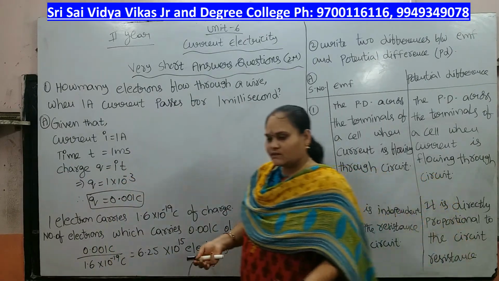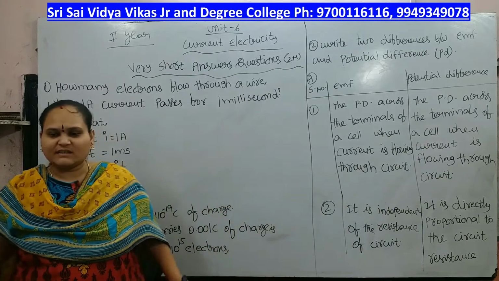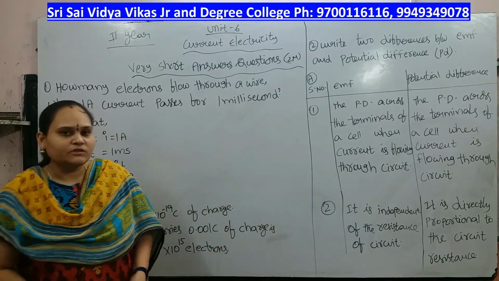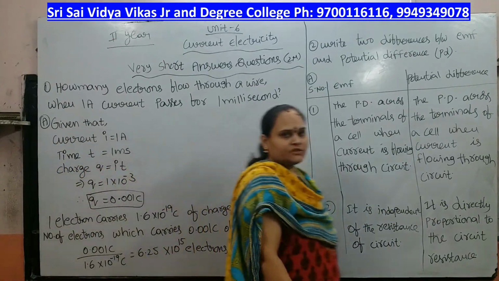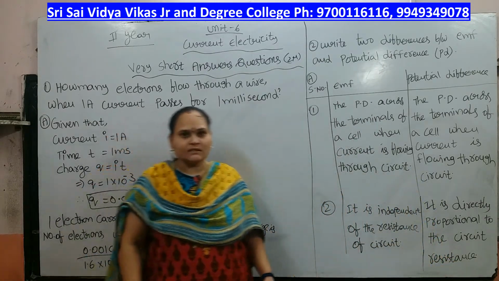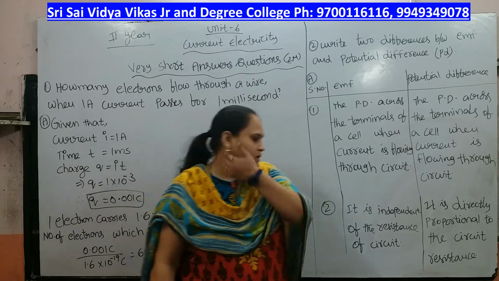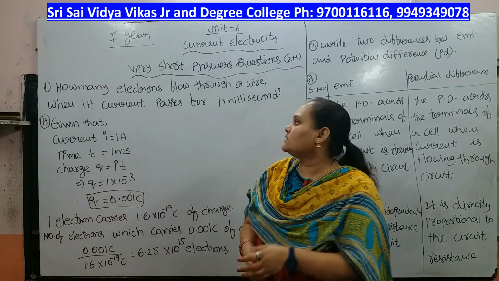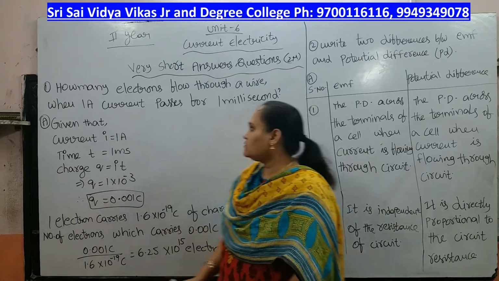So today we are completing our chapter, Unit 6, Current Electricity. In today's class we are discussing the very short answer questions, 2 marks questions and answers. In this chapter we will get 4 marks, 2 marks and 8 marks questions and answers. So now we are discussing the very short answer questions.